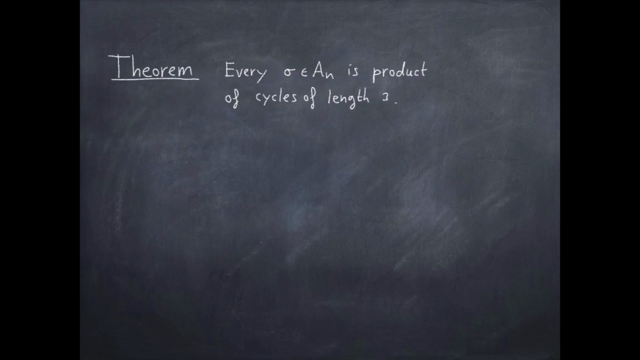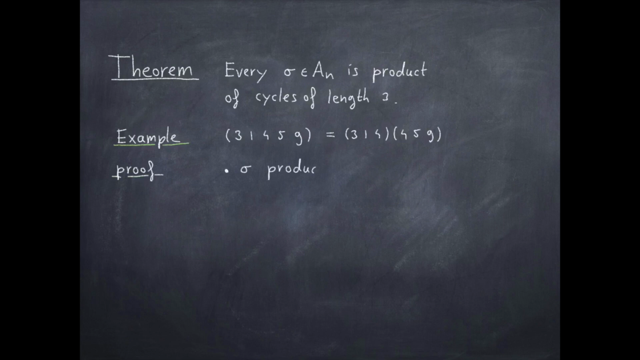We've seen before that any permutation can be written as the product of cycles of length 2, of transpositions. If sigma is an even permutation, we can say something stronger. In that case, sigma is the product of cycles of length 3. In the example, you see how a 5 cycle can be written as the product of two 3 cycles.